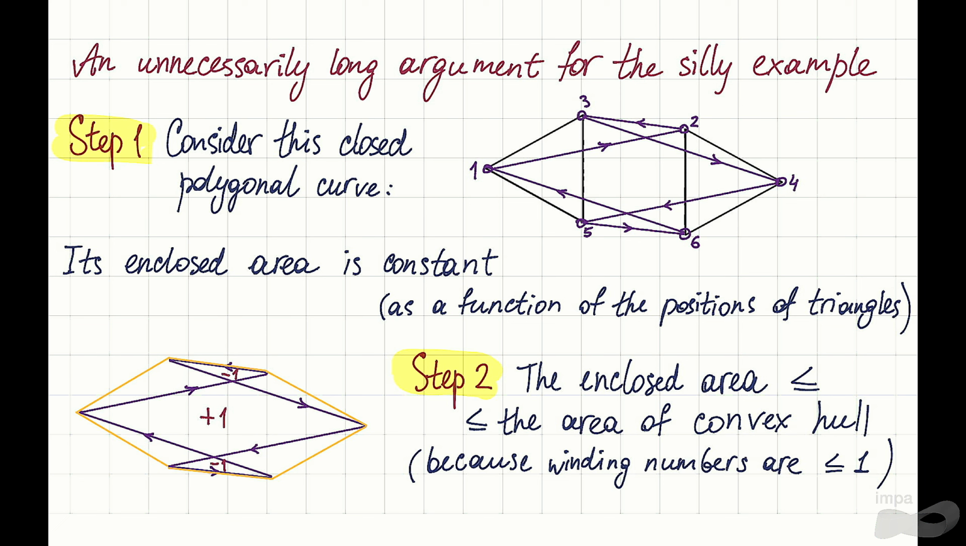I don't know an immediately obvious way to explain why this is true, but you can just slide them around and convince yourself that those winding numbers are, in absolute value, at most 1. You can never get winding number 2.